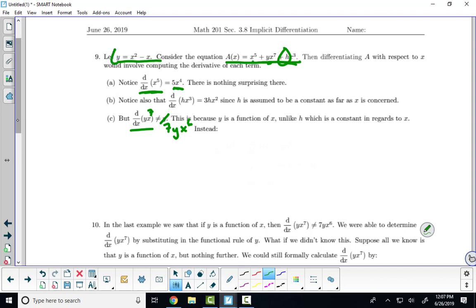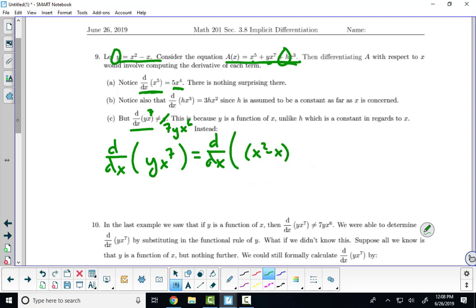But what is y? Is y a constant? y itself is another function of x, right? And so because y is also a function of x, I cannot treat it as a constant that just comes along for the ride. Okay? So instead, how would we take the derivative of yx to the 7th? Well, one way to do so is to do the substitution, because we know what y is, so let's actually do the substitution. That would be x squared minus x times x to the 7th.